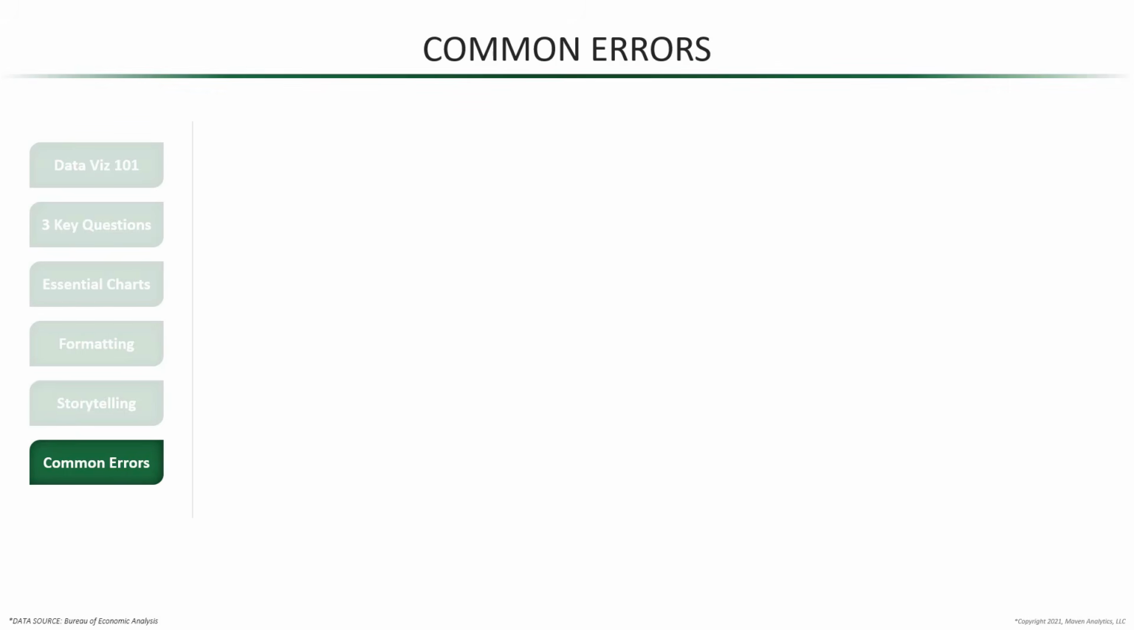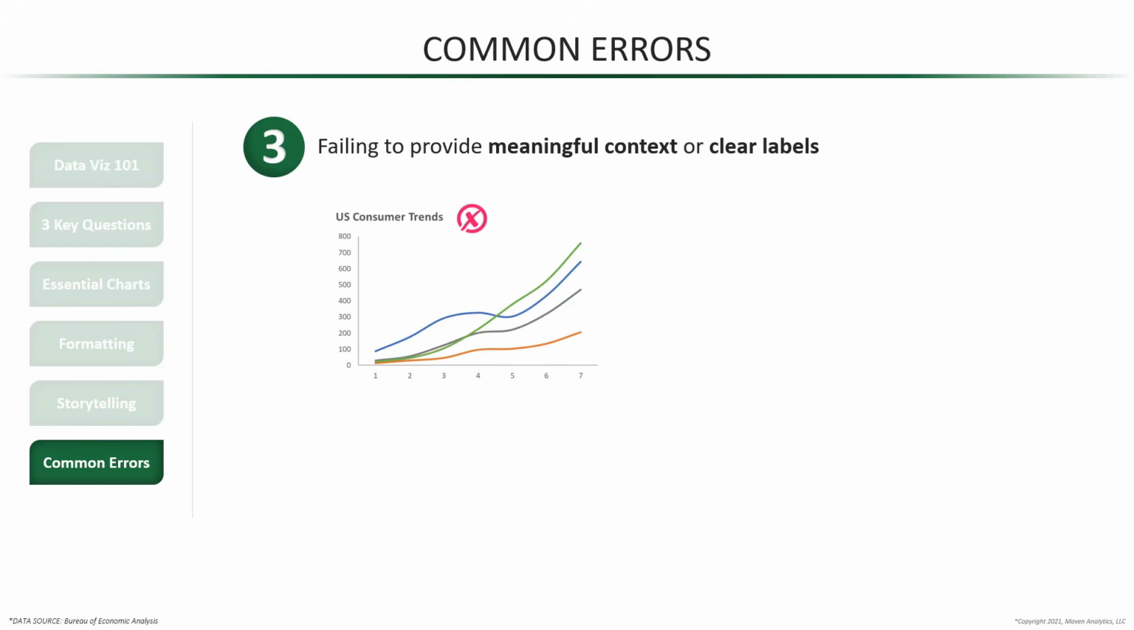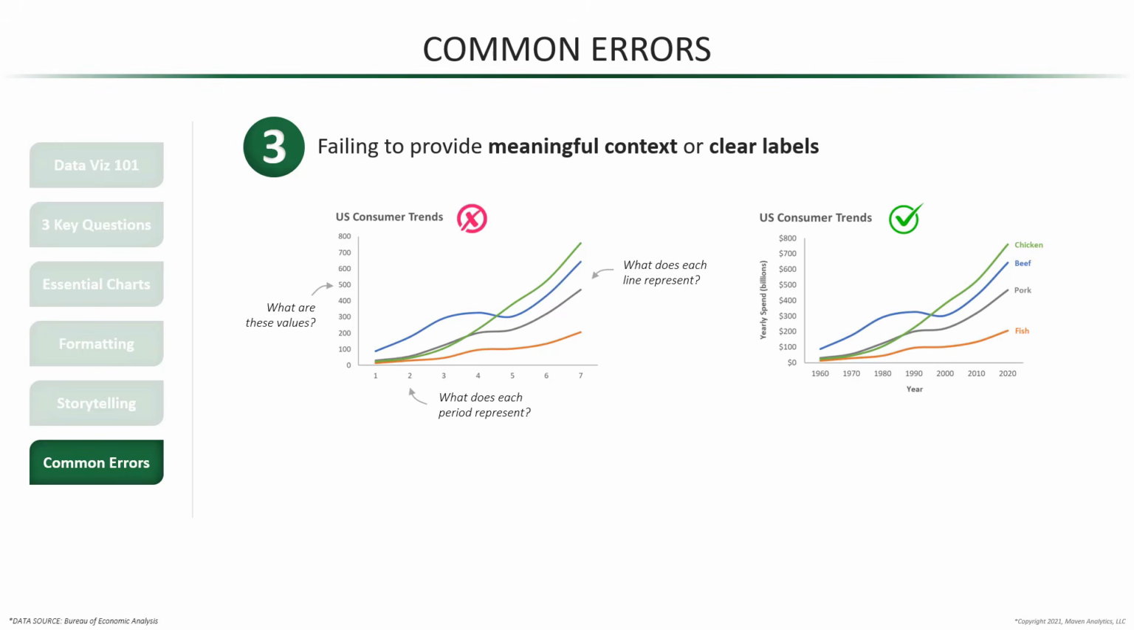Alright, next error, failing to provide meaningful context or clear labels. Now, this one may seem pretty shocking, but it's actually more common than you'd think. So, showing this line chart here to represent US consumer trends is very pretty, but it's not really telling us anything. I mean, what are these values? What does each period represent? What does each line represent? We don't know that. But if we fix it and add those labels and add that meaningful context, now we know that we're looking at spend in billions of dollars by year for chicken, beef, pork, and fish.